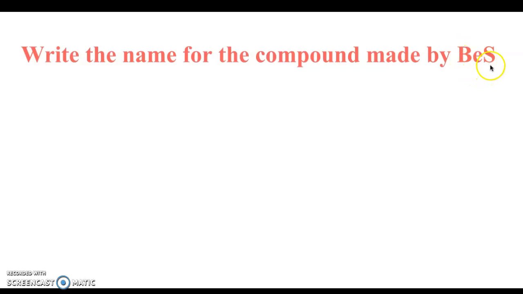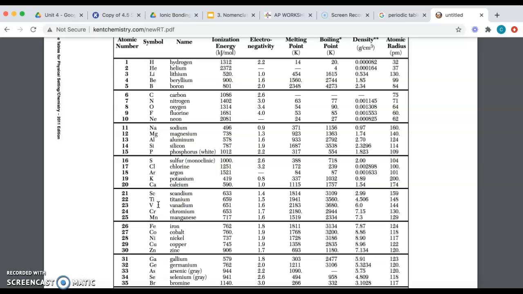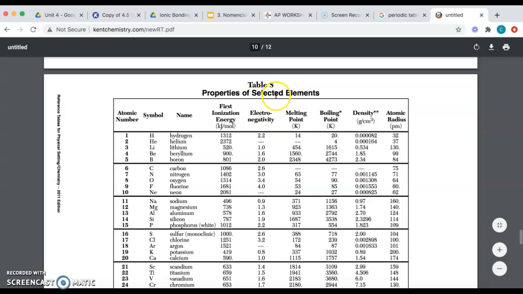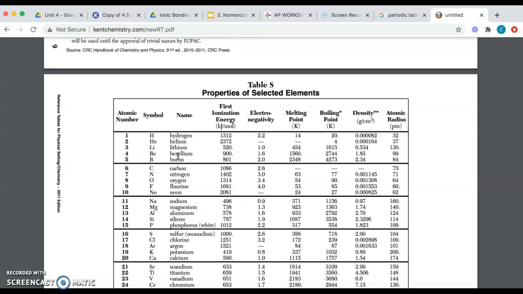Metal has to go first, non-metal goes second, and that's going to be our anion. If you already know the names of these two elements, it makes life a lot easier, but if you have to look it up, you can do so. If you have to look up the name or want to check, you can come to Table S. So on Table S, we find Be, which is beryllium, and there's the name of our cation. We don't have to change anything.